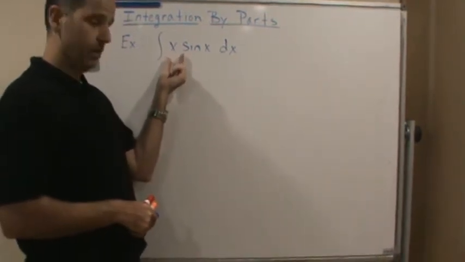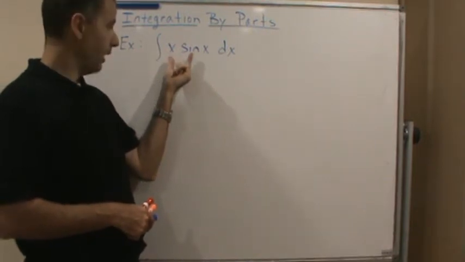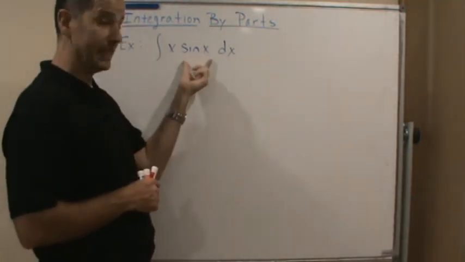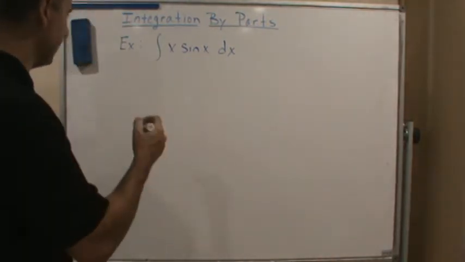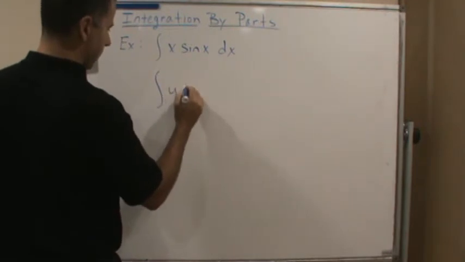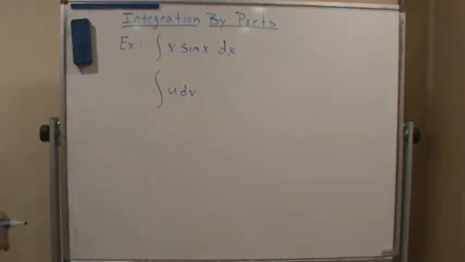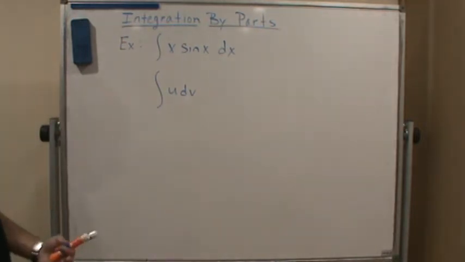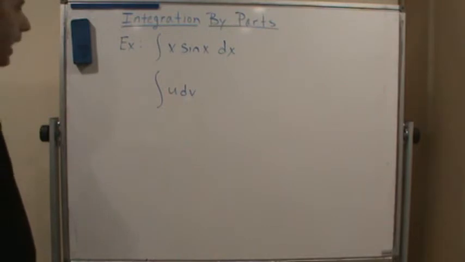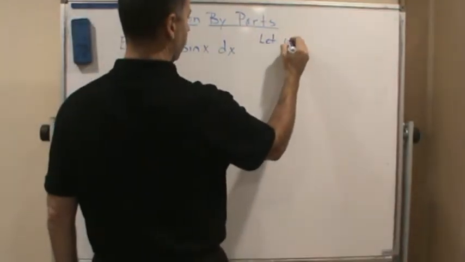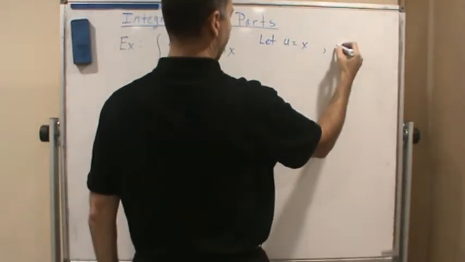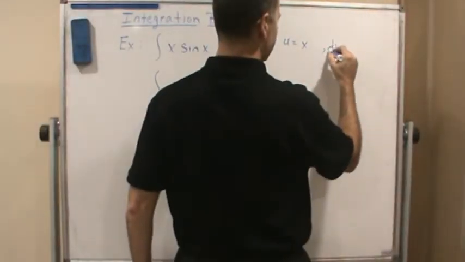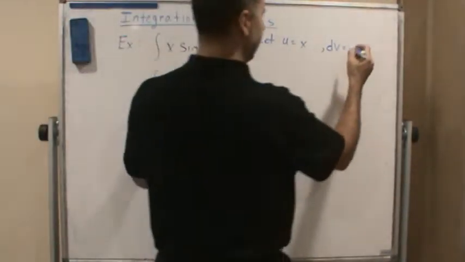So I want to make this my u, and I want to make this my dv, because I have to pick what my u and my dv are going to be. Remember, I need the form u dv, where if I differentiate this, I get something simpler, and when I integrate this, I still get something I can use. So in this case, I'm going to let u equal x, and let dv equal sine x dx.